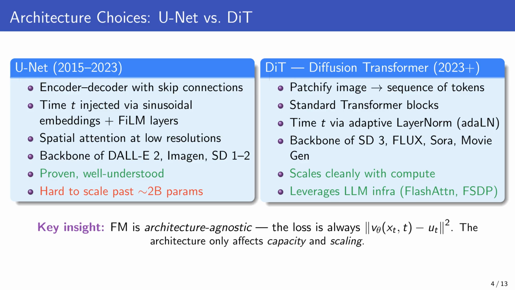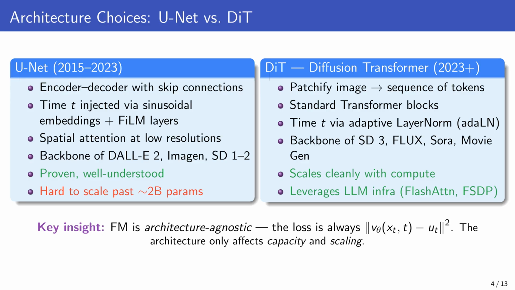The second is the Diffusion Transformer, or DiT, introduced by Peebles and Xie in 2023. The idea is simple. Patchify the image into a sequence of tokens, then process them with standard transformer blocks. Time conditioning is done through adaptive layer normalization. This is the architecture behind Stable Diffusion 3, FLUX, Sora, and MovieGen. The key advantage is that it scales cleanly with compute, just like language models, and it can leverage the entire LLM infrastructure: flash attention, fully sharded data parallel, and all the other tricks that have been developed for large transformers.